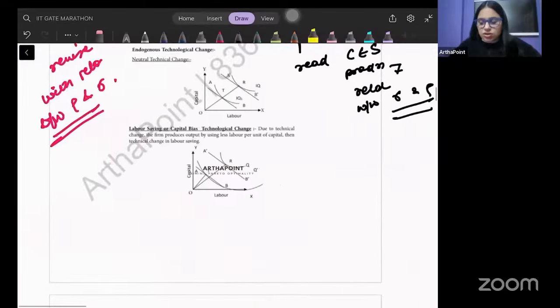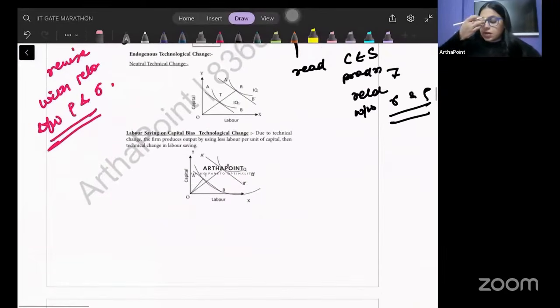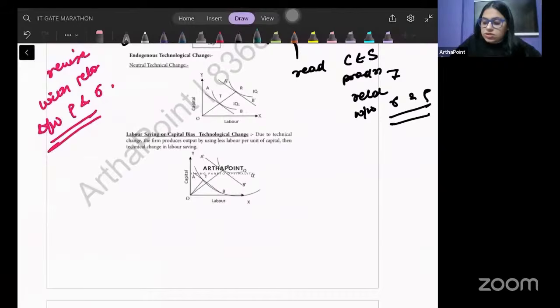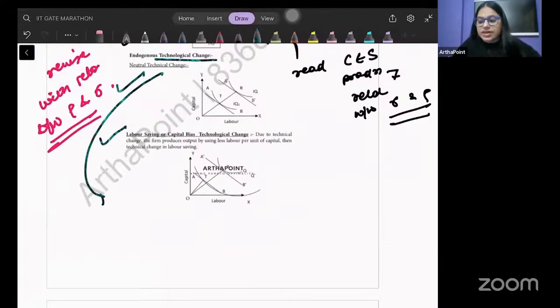Okay. Now we want to talk about technical progress being neutral, labor saving, and capital saving. When I say that it is a neutral technical progress, it means that your production function will look like this.